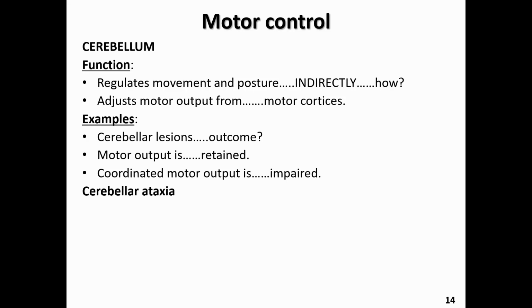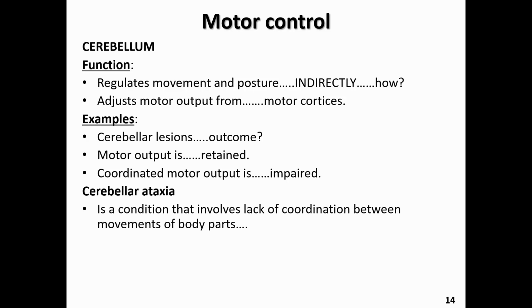And one example is cerebellar ataxia. This is a condition that involves a lack of coordination between movements of various parts of the body. And cerebellar ataxia is usually referenced to a body part and the action that is affected, such as walking, which is gait, or arm movement.